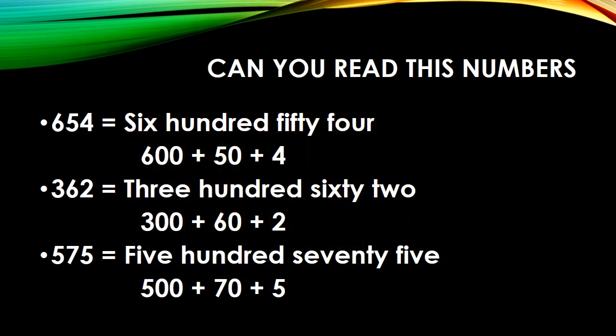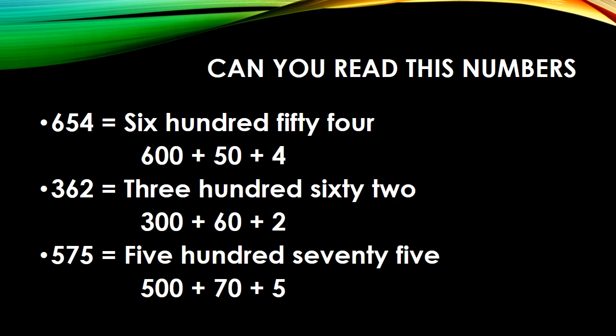Okay children, can you read these numbers? Yes, 654. This number in expanded form is written as 600 plus 50 plus 4. 362. It is written as 300 plus 60 plus 2. Finally, 575. 500 plus 70 plus 5 is the expanded form of that number.